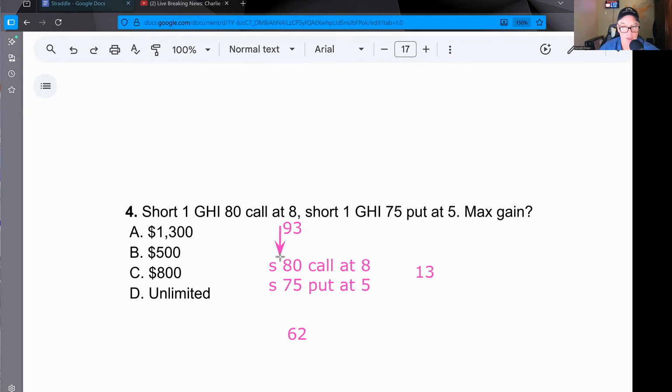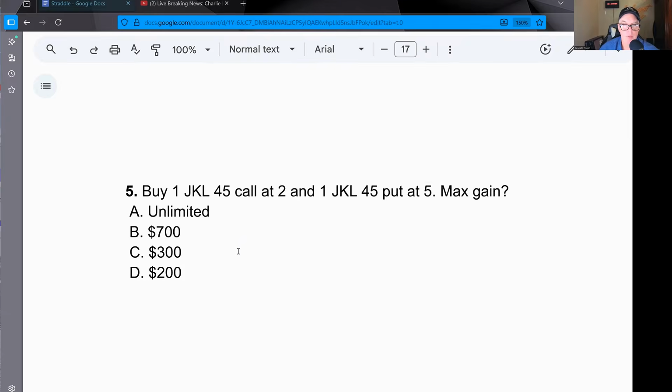Now, short straddle stability. So I want it inside the range. So again, short straddle, the most I can make is 13. The most I could lose is unlimited, but there are my break evens. Okay, let me do one more. Here we go.